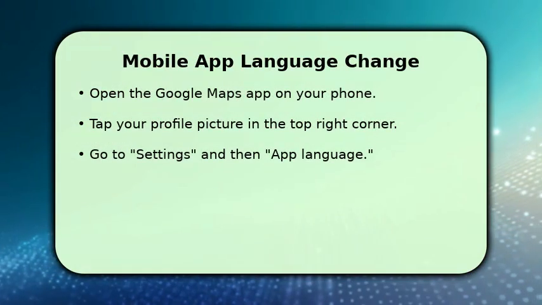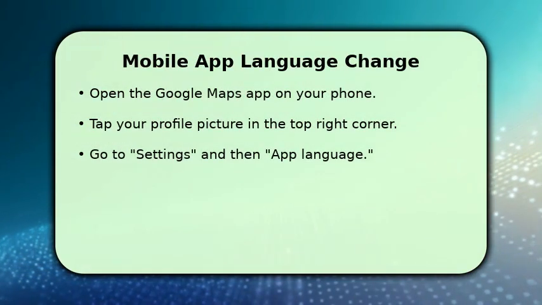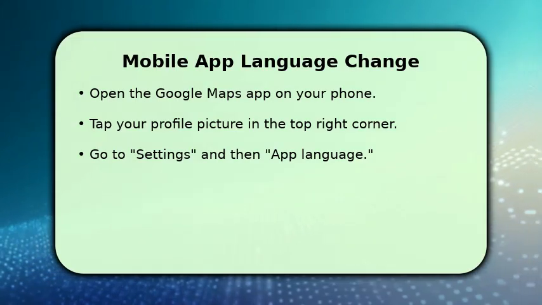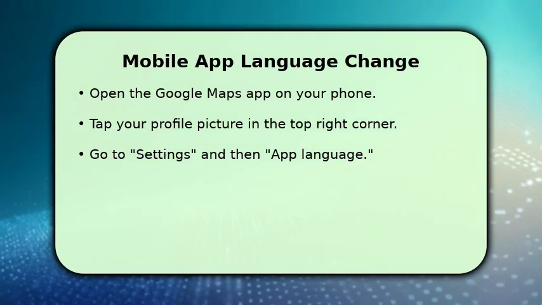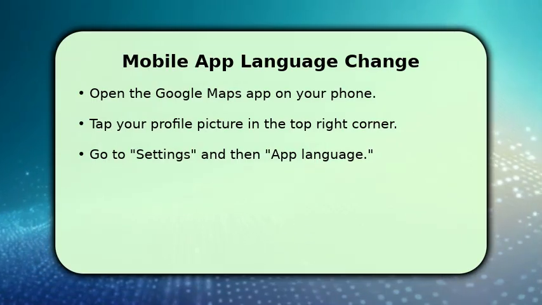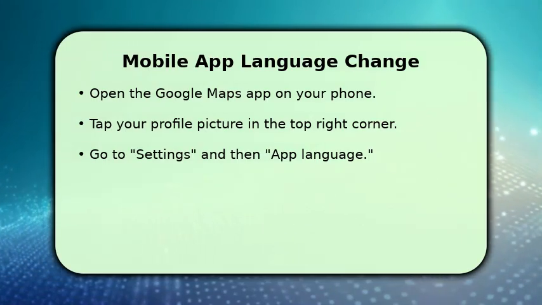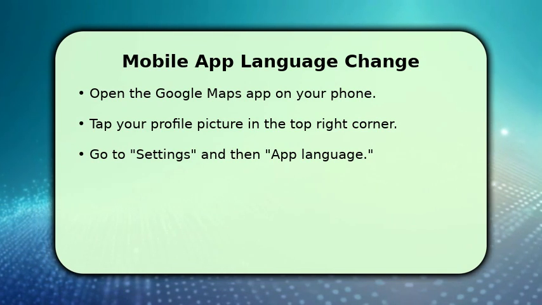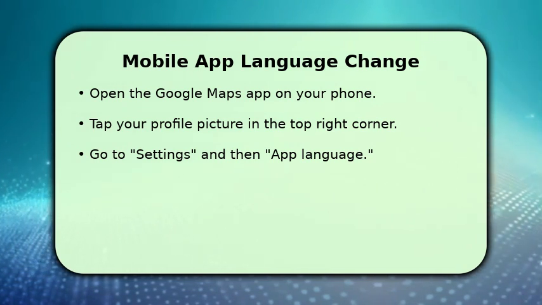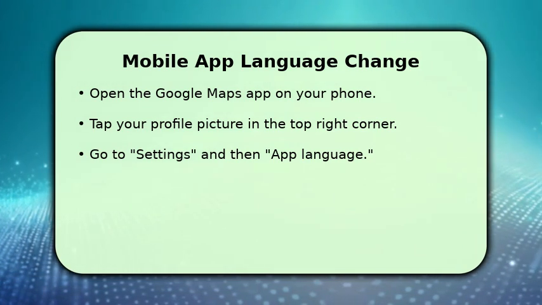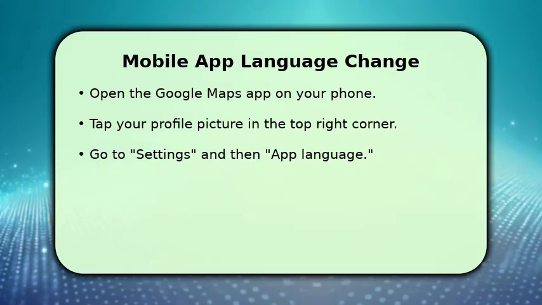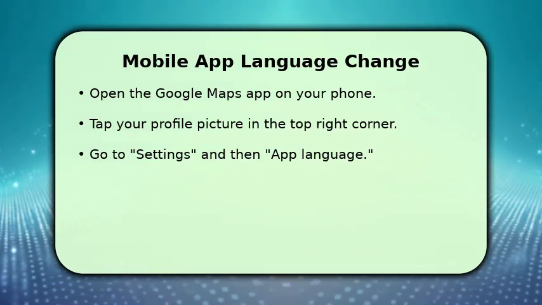For mobile users, open the Google Maps app on your smartphone. Tap your profile picture, located in the top right corner of the screen. From the menu, navigate to Settings, then find and tap App Language. A list of languages will appear. Simply choose your desired one. The app will then restart, displaying all information in your newly selected language.